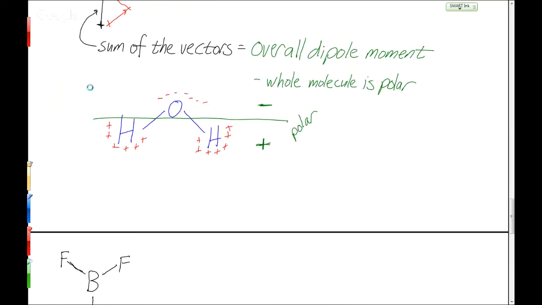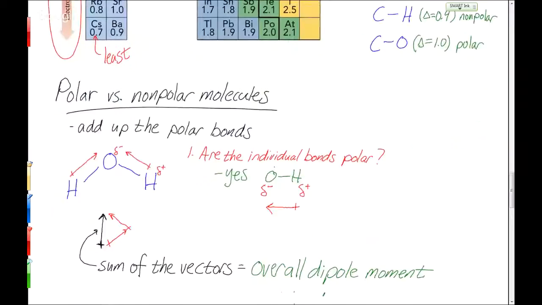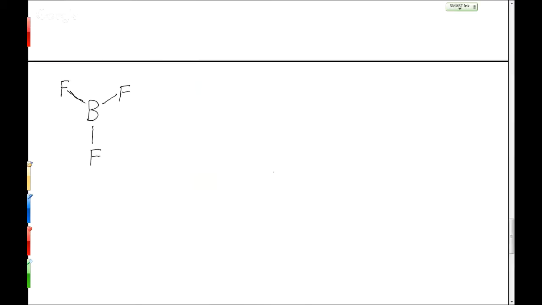And if we go back to look at the actual numbers, we see, oh yeah, it is quite polar. B-F, 2 to 4, is a big, big difference. All right, so that's going to be quite polar. So we've answered that first question. Are the individual bonds polar? Yes. So let's draw them on the structure. Where would the negative go and where would the positive go? Negative is on the fluorine. Yeah, negative's going to the more electronegative one, which is fluorine. And that makes the positive, oops, on boron.